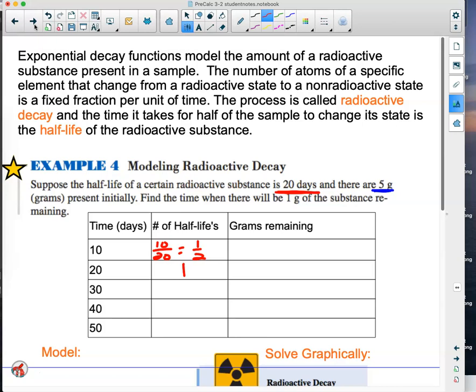30 days is going to be 30 over 20, which would be 3 halves for a time interval. And then 40 would be 40 over 20, which would be 2. And I probably, for the people that aren't here, better write down that 20 was 20 out of 20. And then we'd have 50 out of 20, which would reduce to 5 halves. So now our job is to figure out those grams that are going to be remaining. And that means I want to think about my model.